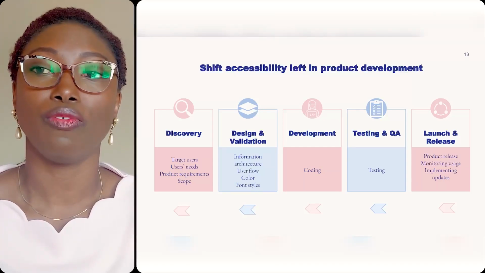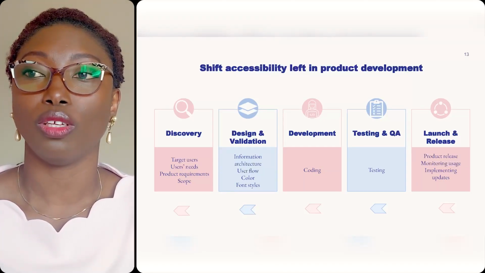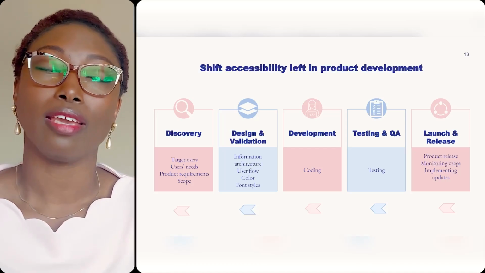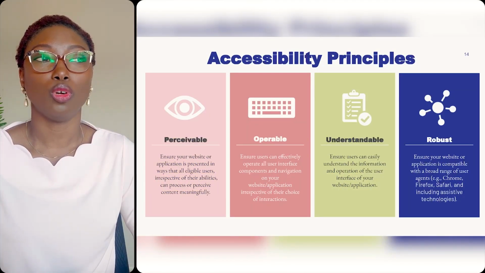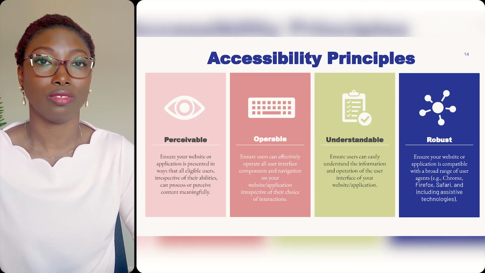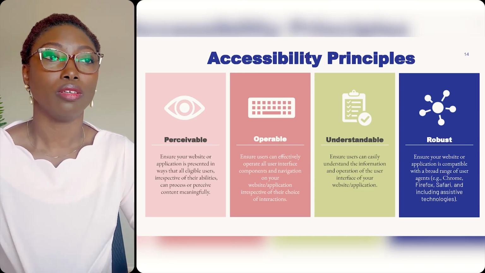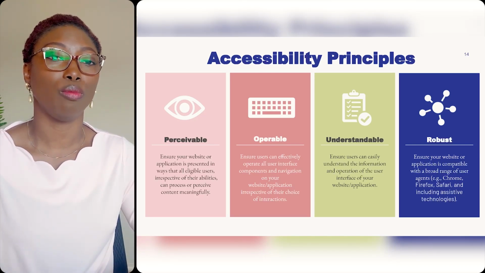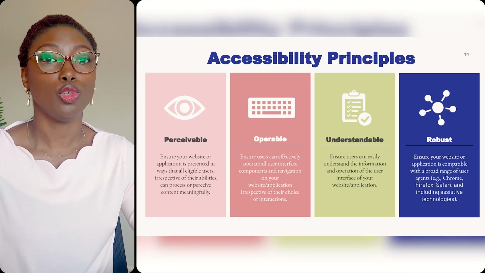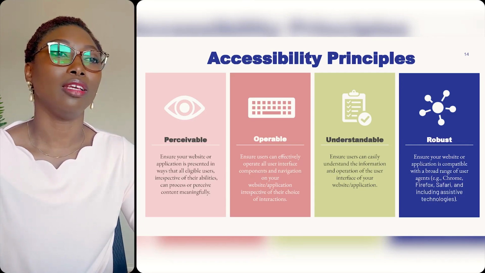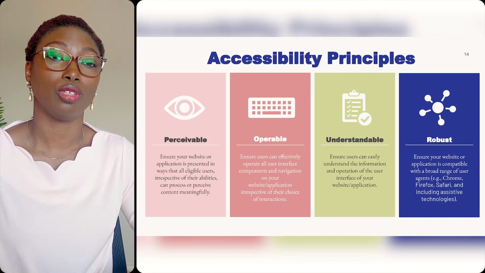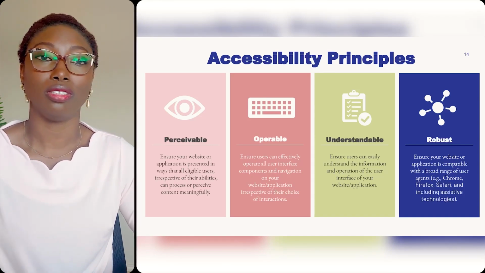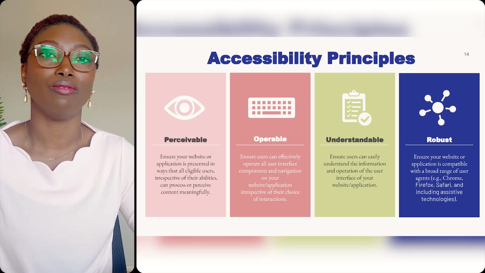So we have the discovery phase, the design validation phase, the development phase, the testing and QA phase, and then the launch and release. What we're saying is that you do not start implementing accessibility after the product has been released, which is the last phase, when people start sending reports or providing feedback on your website that it doesn't work. You do not wait to implement accessibility at the quality assurance and testing phase, where engineers detect defects and then you have to go back and fix them.